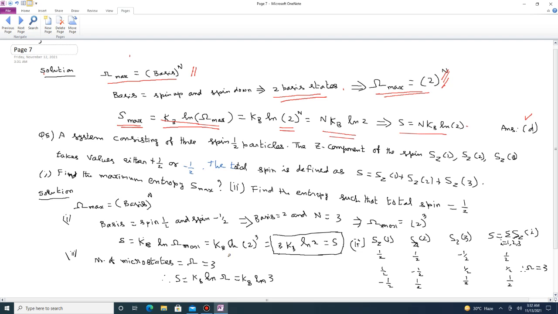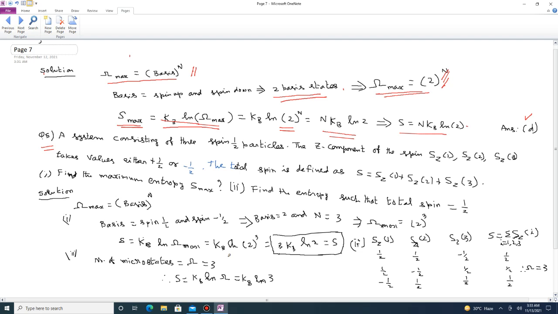And the next question is question number 5. A system consisting of 3 spin-half particles. The Z component of the spin, Sz of 1, Sz of 2, Sz of 3, takes values either plus half or minus half. The total spin is defined as S is equal to Sz of 1 plus Sz of 2 plus Sz of 3. Find the maximum entropy S maximum. Find the entropy such that the total spin is half.